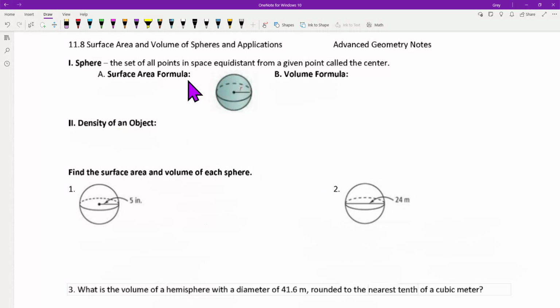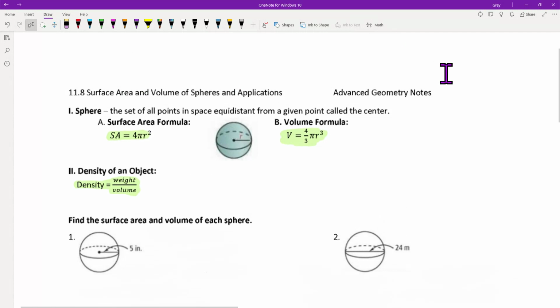So the first one, surface area formula. It is 4 pi r squared. Volume is 4/3 pi r cubed. Y'all, area is always squared, so we got the r squared for area. Volume is always cubed, r cubed, and we got the 3 there also. And then we have density, which is weight divided by volume.